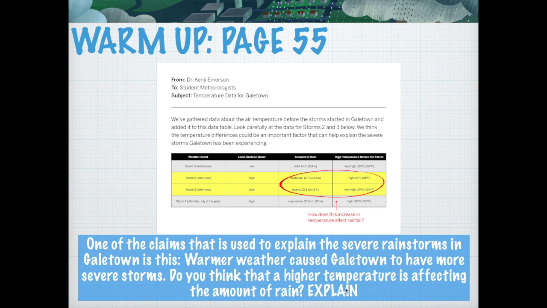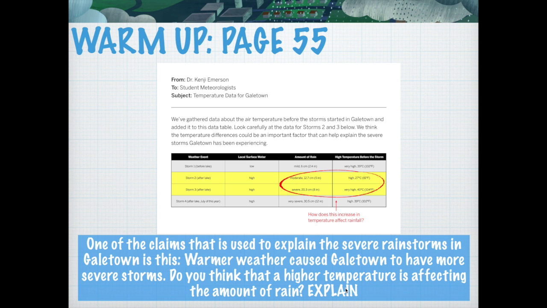So if you turn to page 55 in your workbooks, one of the claims that is used to explain the severe rainstorms in Galetown is this: warmer weather caused Galetown to have more severe storms. Do you think that higher temperature is affecting the amount of rain? And explain your answer. So this is claim 2.